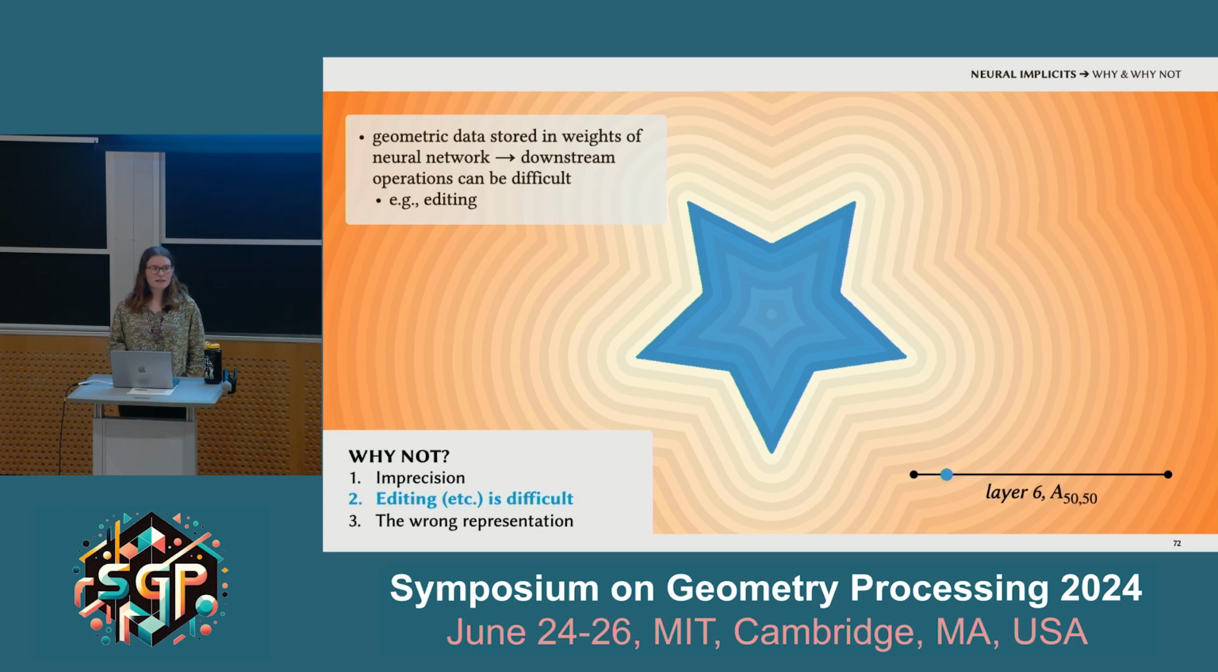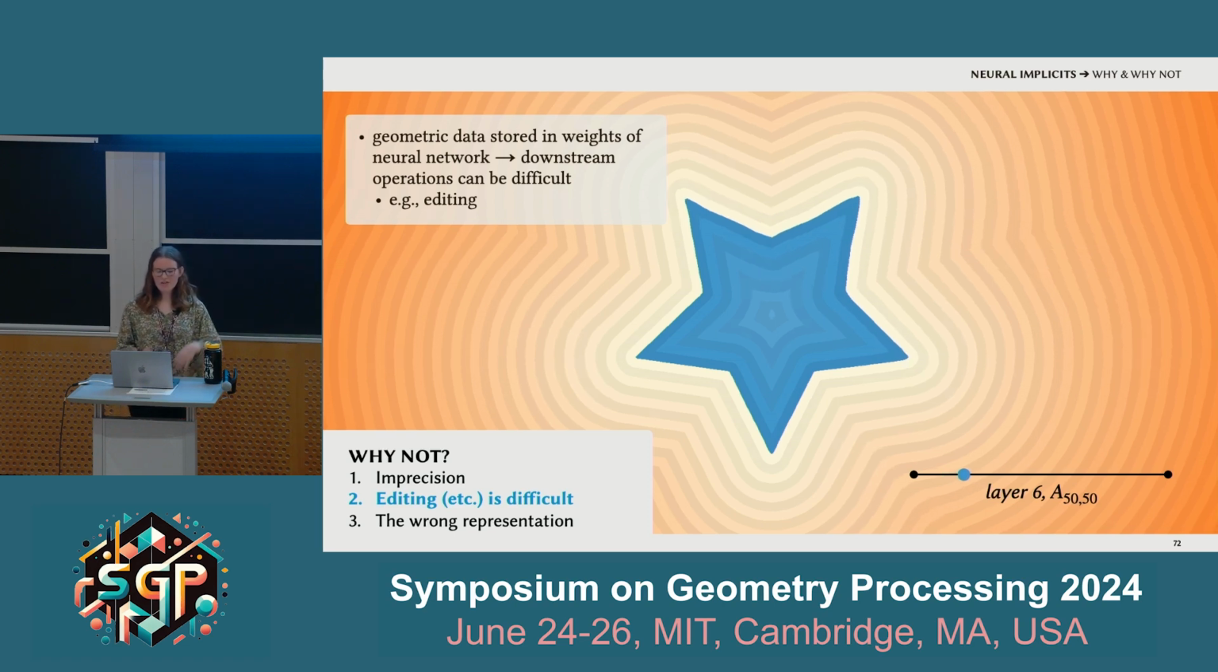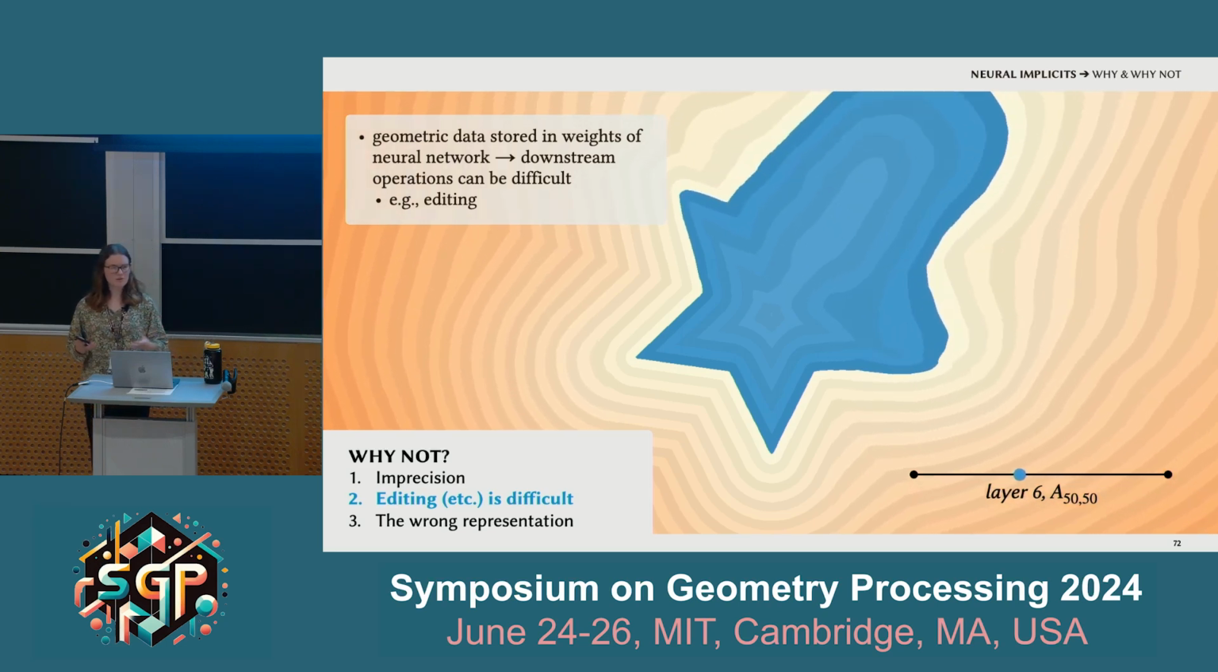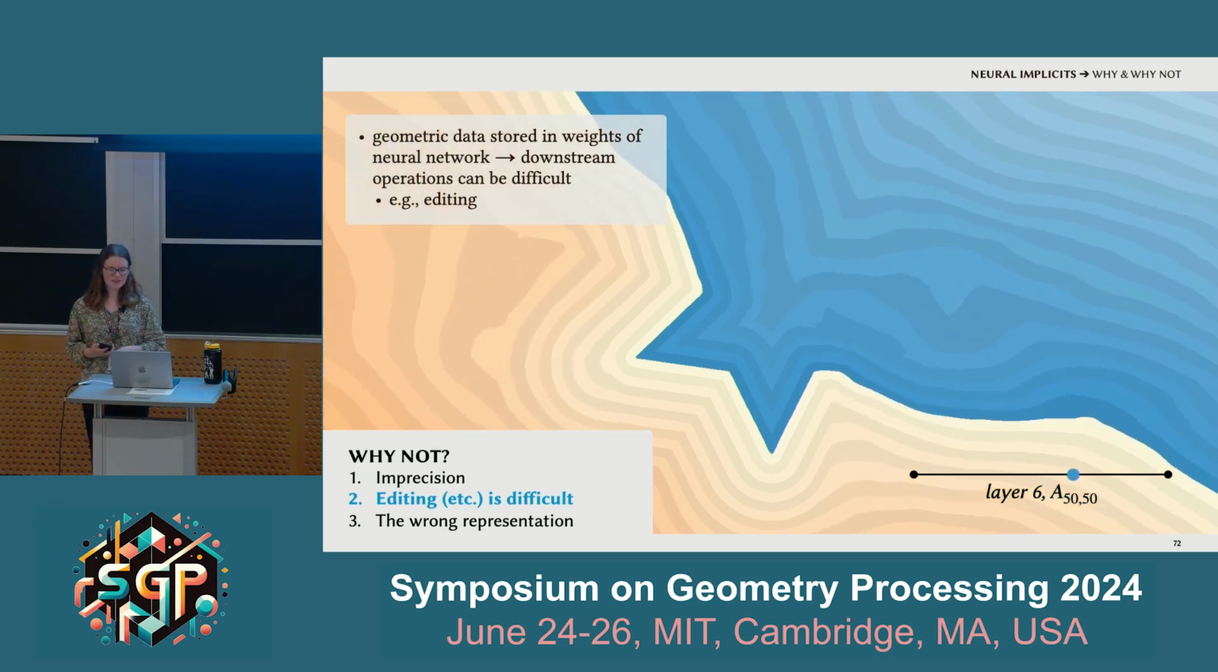Secondly, since the geometry of a neural implicit is stored in the weights of a neural network, many downstream applications can be difficult to perform with them. For example, editing is one. If we try to simply change one of the weights in our neural network to edit a neural SDF, we'll find that this leads to very unintuitive changes in geometry.